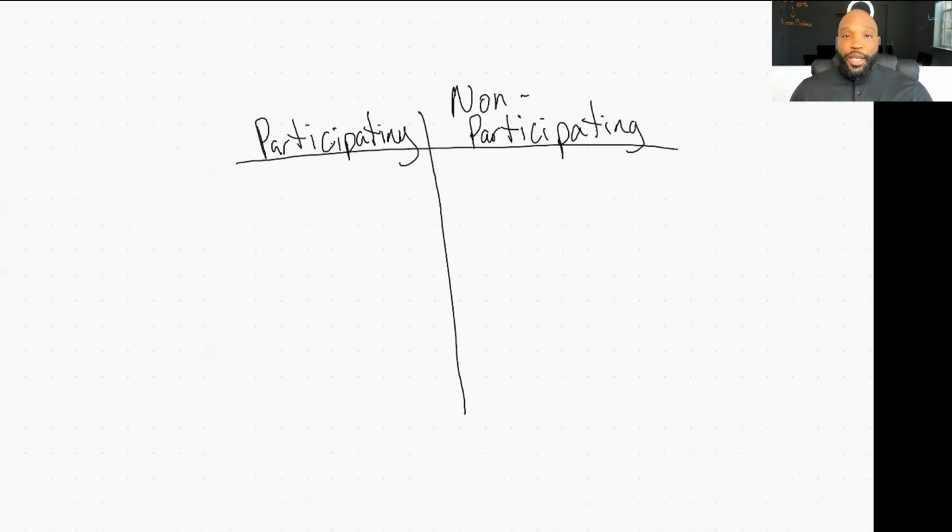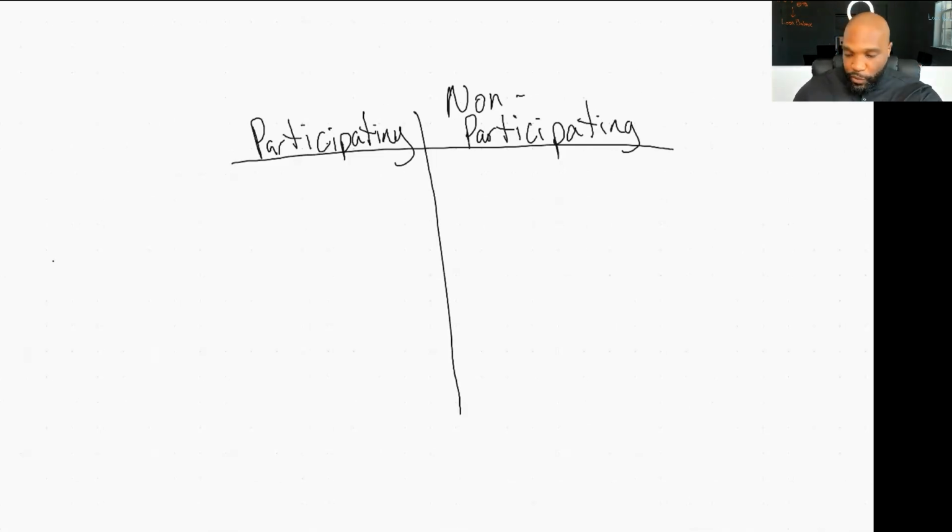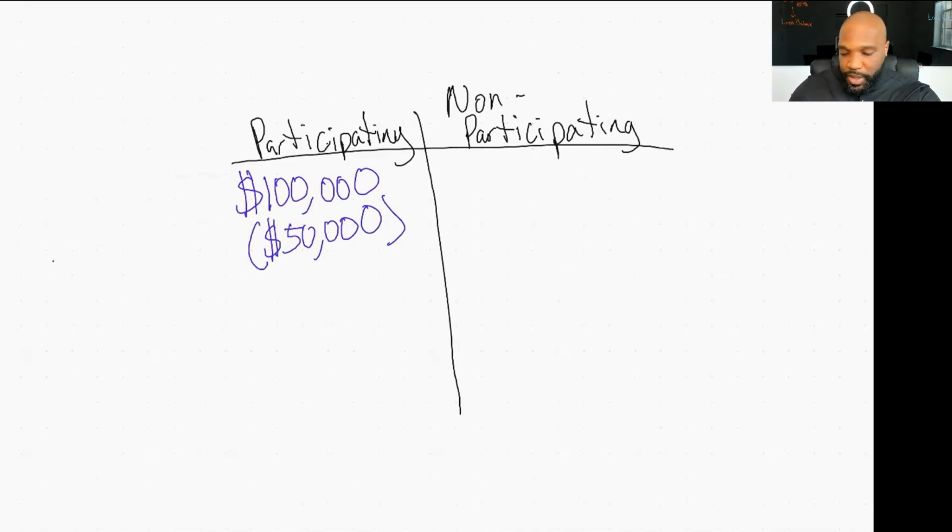A participating loan is a loan that allows your money to continue earning compounding interest as if you never took a loan from the policy. So for example, let's say you had 100,000 in your policy and that was the cash value. And let's say you wanted to take a loan out of 50,000. Well, even though you take a loan of 50,000, the insurance company is still going to credit you on the full $100,000 as if you never took a loan out. That's called a participating loan.